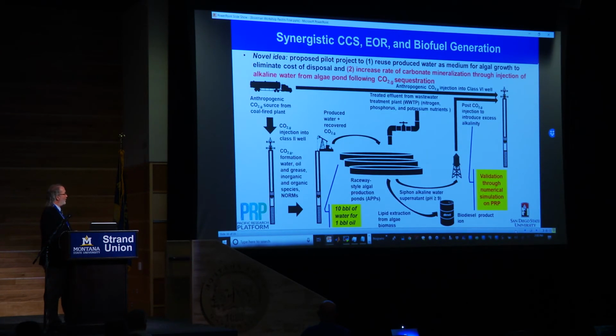Now, anything we can do to reduce the cost of managing that water is going to reduce the cost of a barrel of oil. So one of the ideas we're working on is how can we use that produced water for something useful? The idea is you need a source of CO2 for the enhanced oil recovery. That can come from, say, a coal-fired power plant. If you can capture the CO2 and then use it for injection into this EOR well.